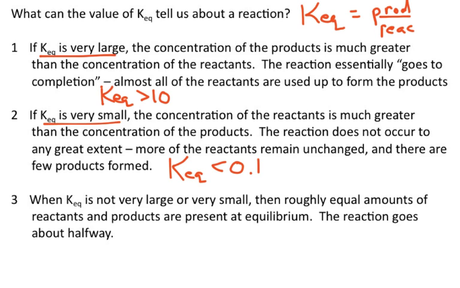Third situation, when KEQ is basically Goldilocks, it's just right. Somewhere between 0.1 and 10, in this situation, there would be roughly equal amounts of products and reactants. Obviously not exactly equal amounts, but close enough that we can call them roughly equal. This way, in this kind of reaction, the chemical reaction would go about halfway through.